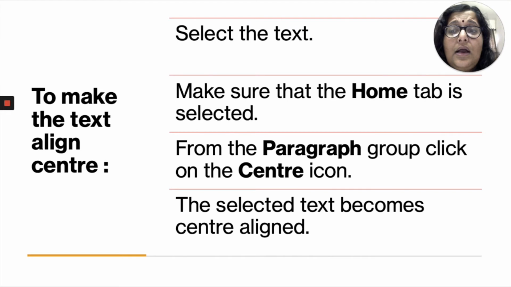Now, how to make the text align center? The next option was center, right? Same thing. You have to select the text. Make sure that the home tab is selected. You have to look for the home tab again. Then from the paragraph group, like before, this time you are going to click on the center icon. The selected text becomes center aligned.